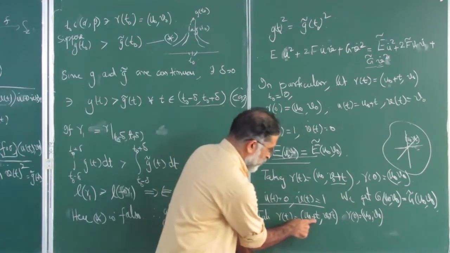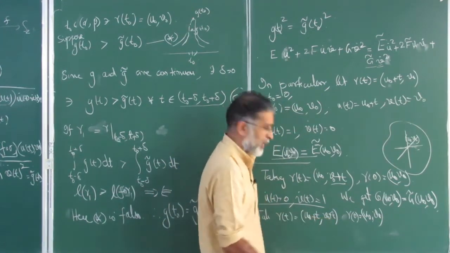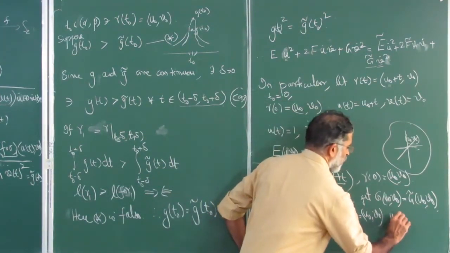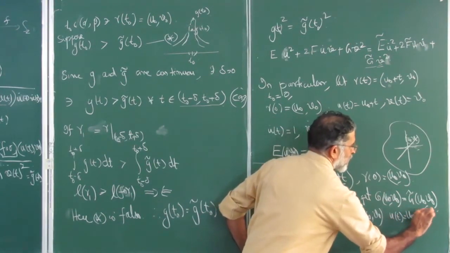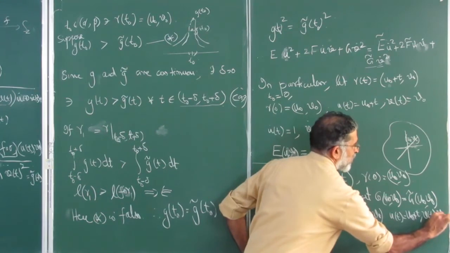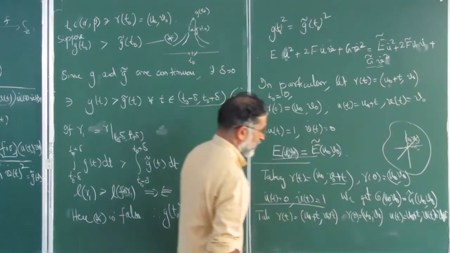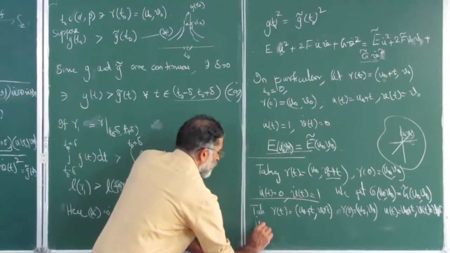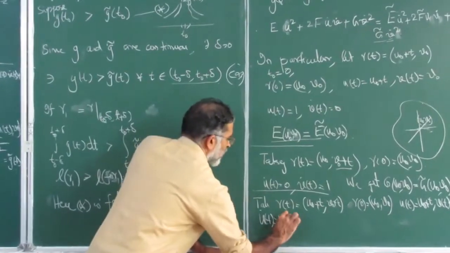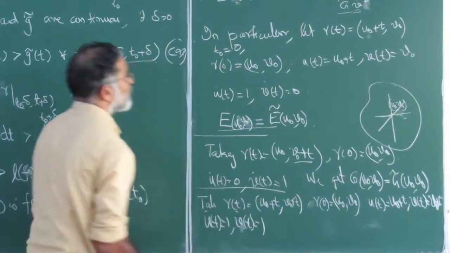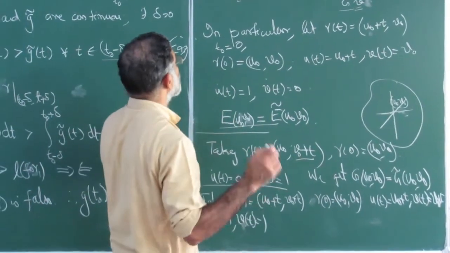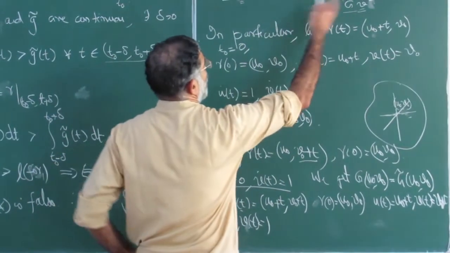And u_t is u_0 plus t, v_t is v_0 plus t. That's all right. So what is u dot t? u dot t is equal to 1. v dot t is also equal to 1. So substitute there. So what do you get? All the u dot t, v dot t, everything.